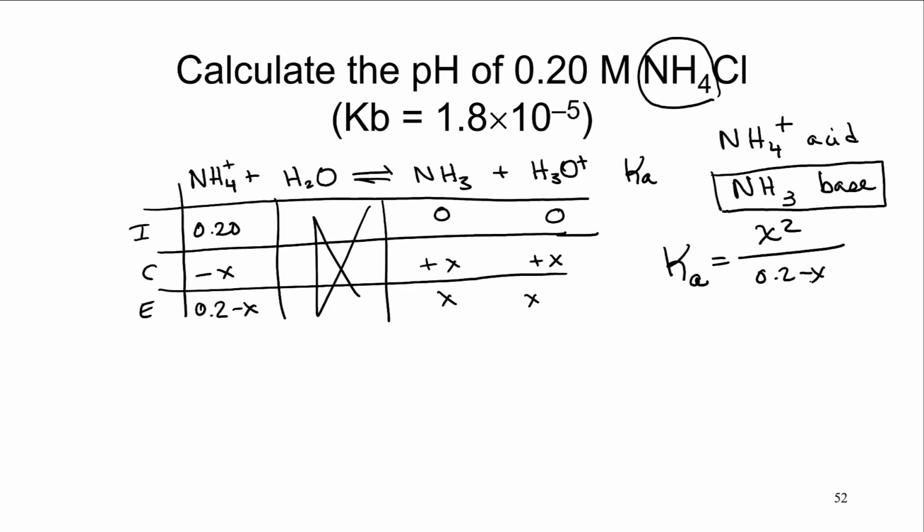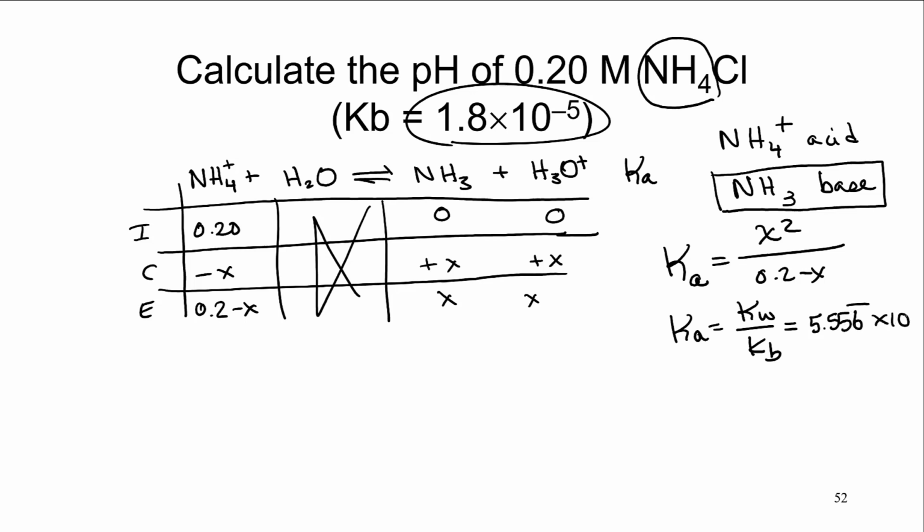Now I just need to find Ka from Kb. So Ka, like I did previously, is Kw divided by Kb. I looked up Kb. Well, okay, I just remembered it. But anyways, you would look it up in Appendix 2. And that would be equal to 5.55 repeating times 10 to the negative 10.